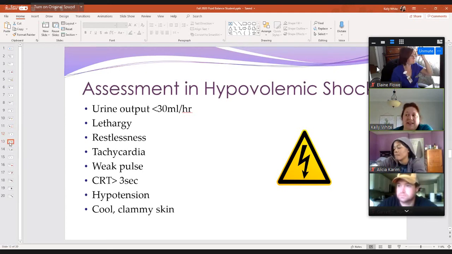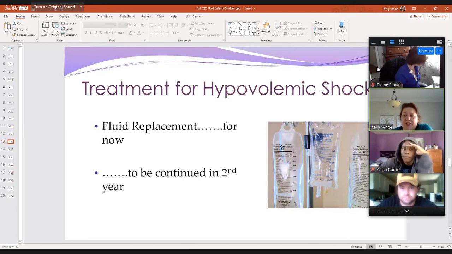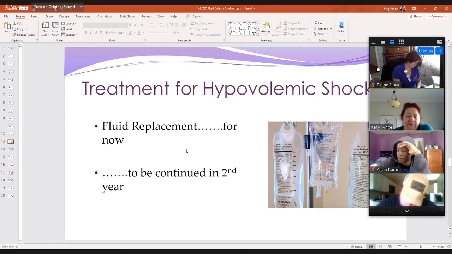And that's actually the next slide. So for right now, all I want you to know is if they're in hypovolemic shock or they have had a trauma and they've got massive fluid or blood loss, we're going to give lots of normal saline or blood transfusion to just replace that fluid in general.